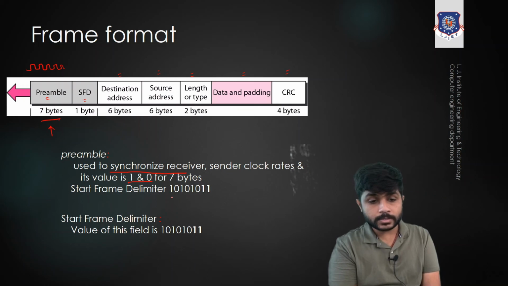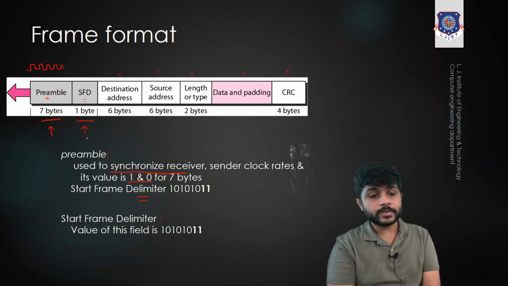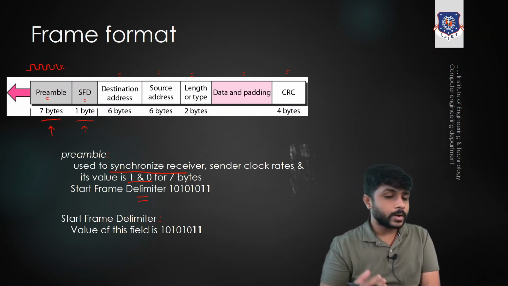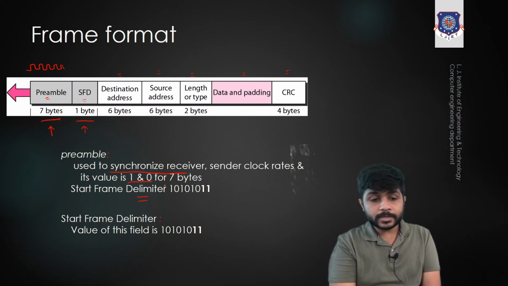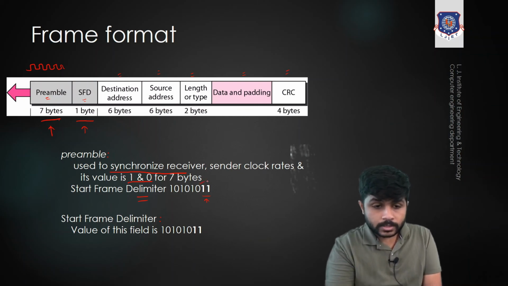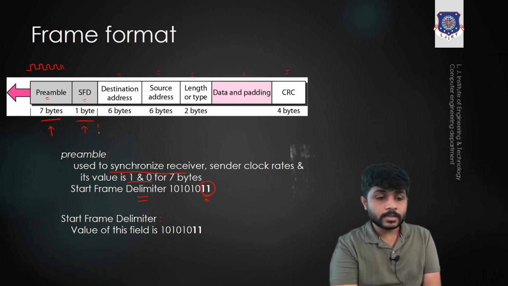The next one is the start frame delimiter. The size of the start frame delimiter is 1 byte. Now what is the purpose of the start frame delimiter? The value of the start frame delimiter is the same as the preamble, but the last 2 bits are 1 1. So when the receiver encounters these 2 ones, the receiver will understand that this is the start of the destination address field.